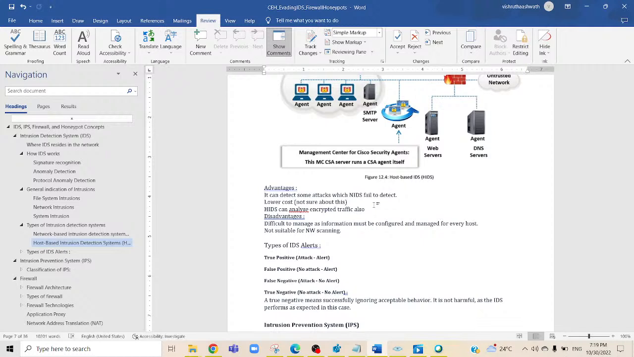Disadvantages: difficult to manage, as information must be configured and managed for every host. Not suitable for network scanning.